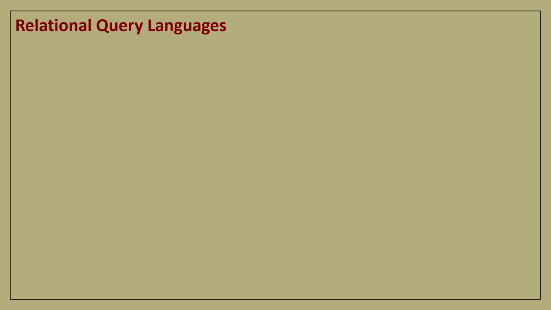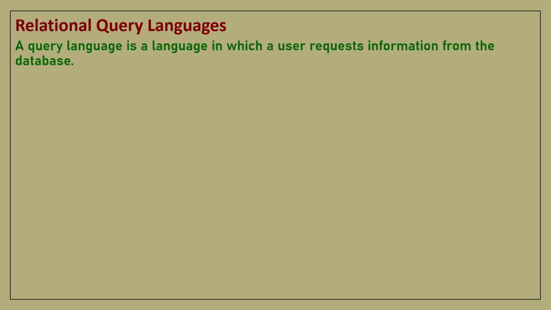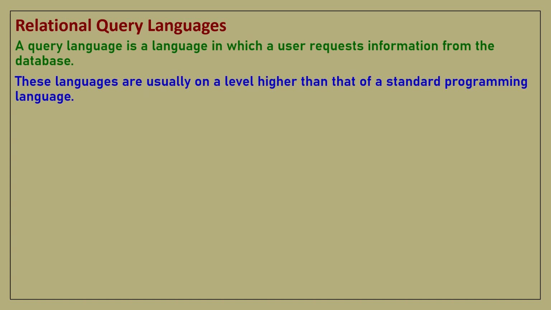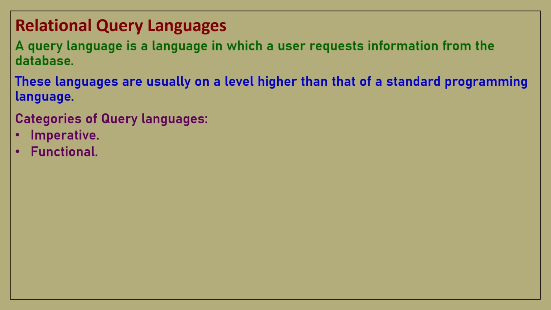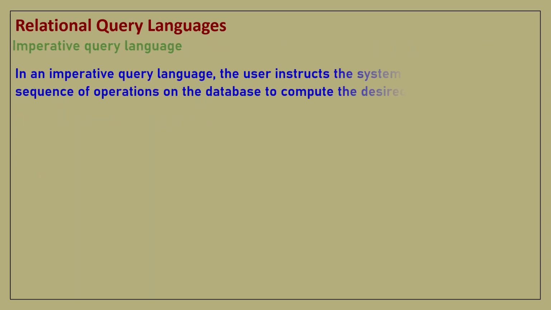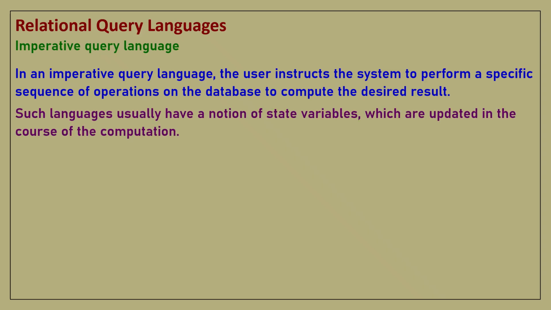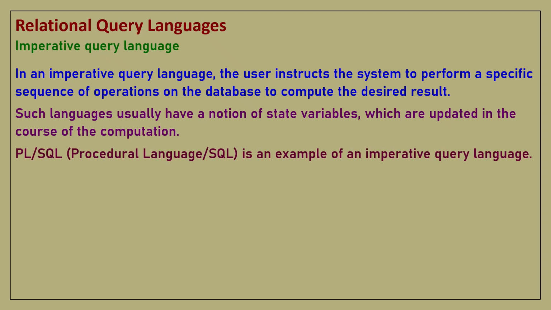Relational query languages. A query language is a language in which a user requests information from the database. These languages are usually on a level higher than that of a standard programming language. Query languages can be categorized as imperative, functional, or declarative. In an imperative query language, the user instructs the system to perform a specific sequence of operations on the database to compute the desired result. Such languages usually have a notion of state variables, which are updated in the course of the computation. PL/SQL is an example of an imperative query language.